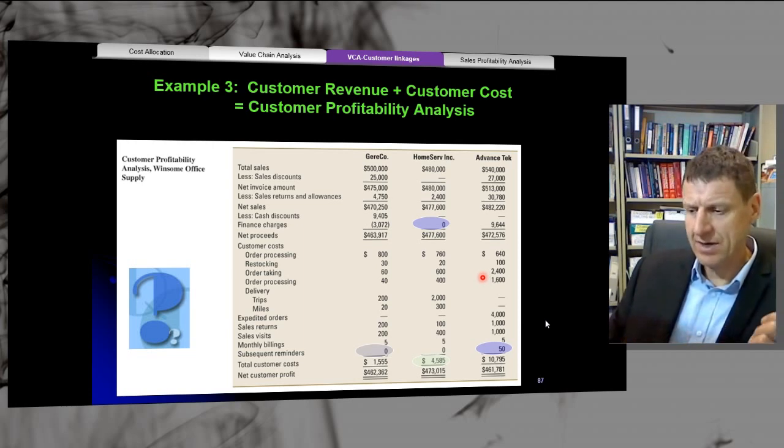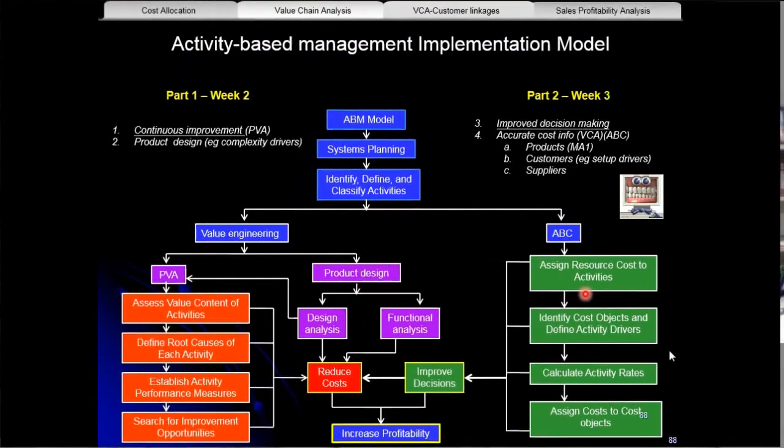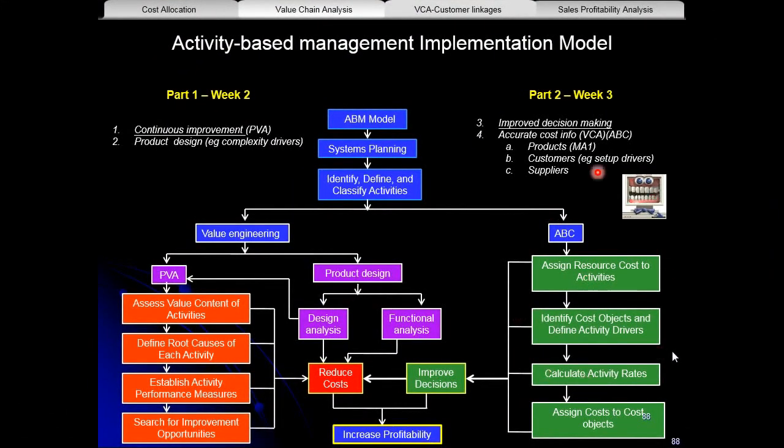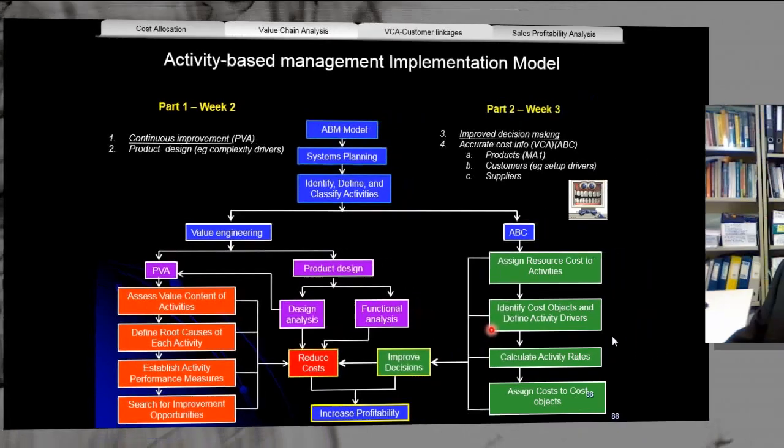So there you have it. I hope to see you in the lecture. We're looking at this area here where we apply activity-based costing principles to make more accurate decisions relating to the products we make, the customers we serve, or the suppliers that we source from.